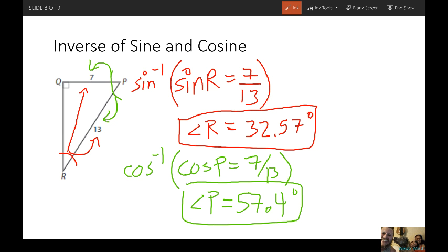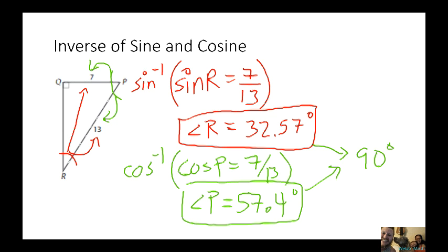which makes sense because of complementary angles, remember? Angle P plus angle R should get you 90 degrees when you add them together. If they don't add up anywhere near 90 degrees, something's off. Great way to double check yourself.